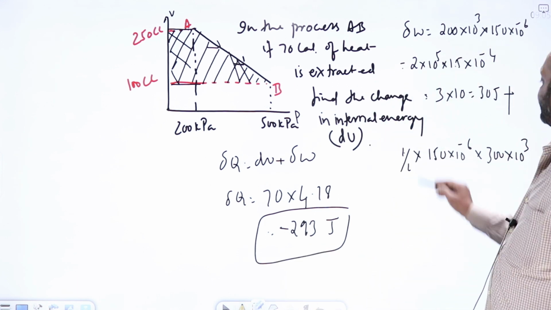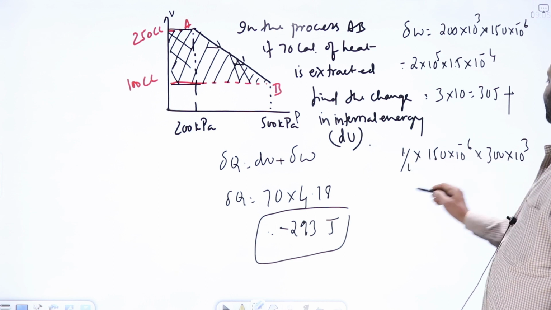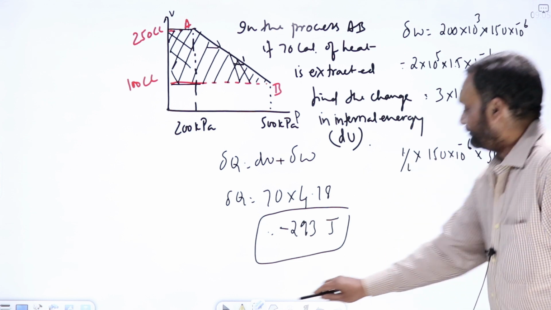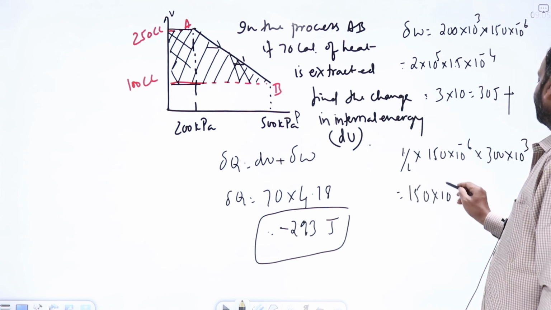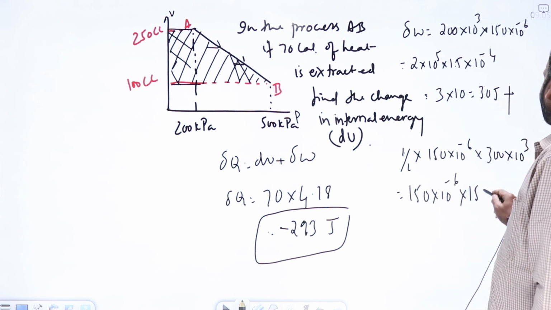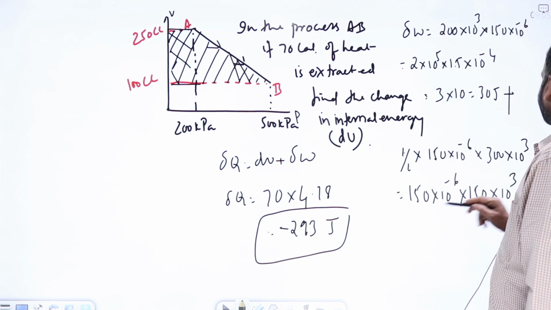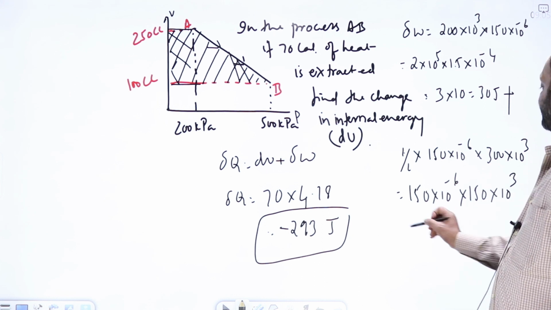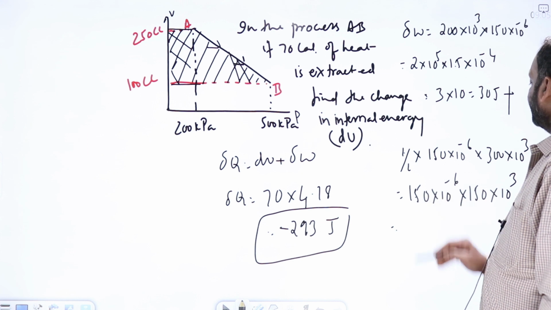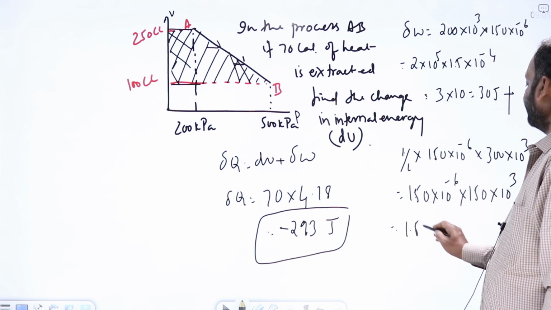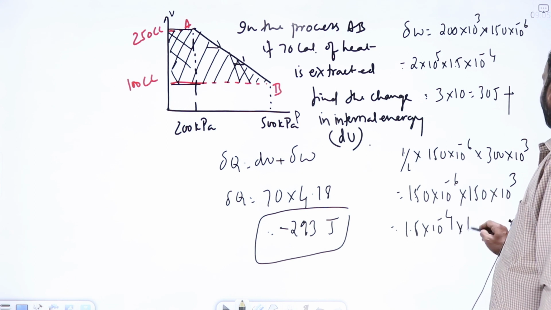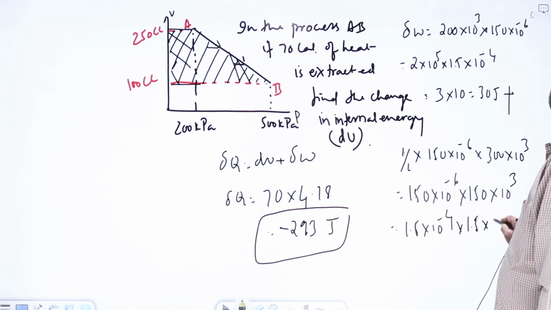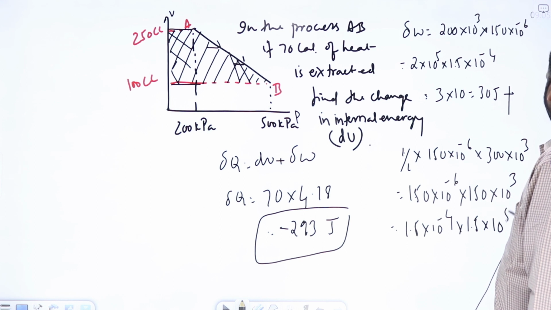Okay, right, half into 300 is nothing but 150. So this is 150 into 10 to the power minus 6 into 150 into 10 to the power 3. Okay, so simplify this. How much? Put a point here, it will be 1.5 into 10 to the power minus 4, and put another 1.5 into 10 to the power, it will be 5.